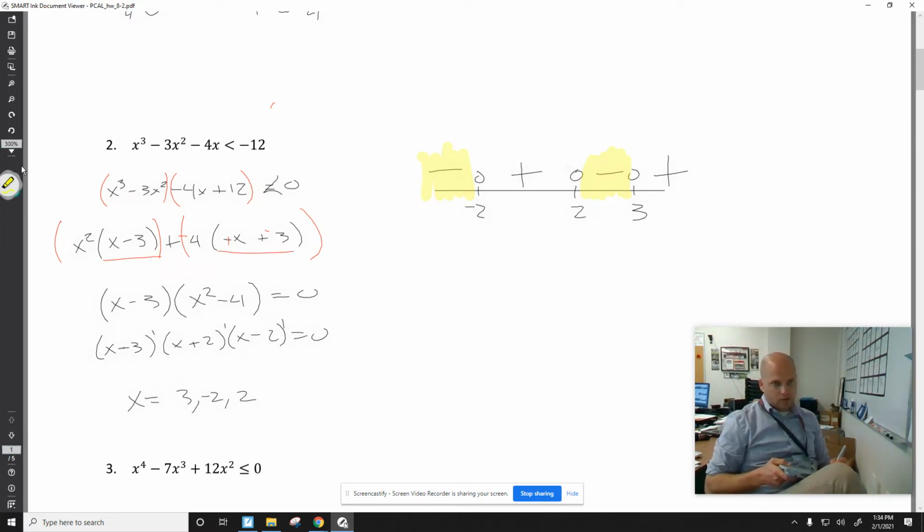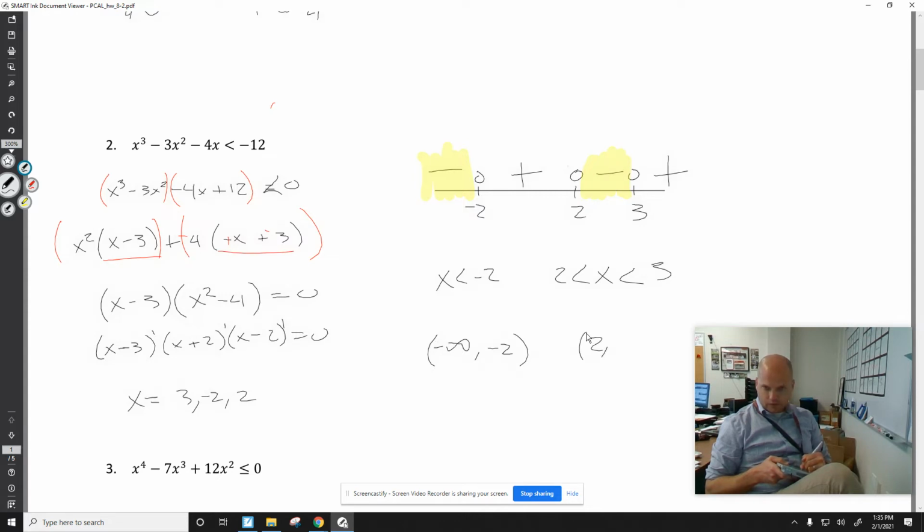Two ways to write the solutions. x is less than -2. x is between, not including, 2 and 3. Or from negative infinity to -2, and 2 to 3. Be prepared for both.